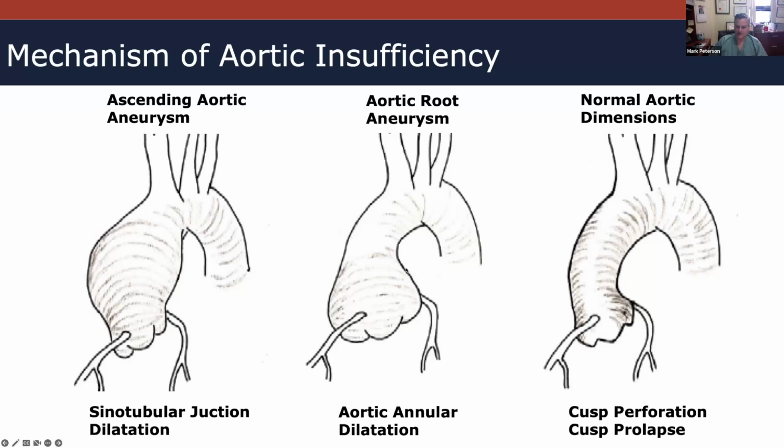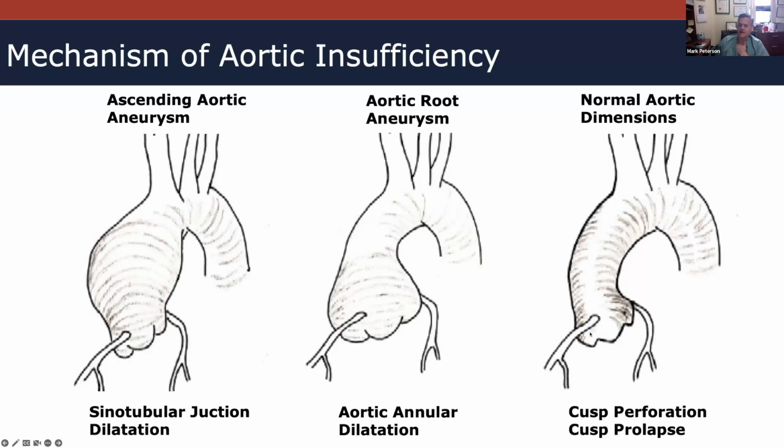Similarly, if the root aneurysm extends into the ascending aorta and there's dilatation of the sinotubular junction, which is the anatomical point where the ascending aorta meets the top of the commissures, that'll also cause AI. But if you have a patient with a normal sinotubular junction and normal annulus, you can have infinitely dilated sinuses of Valsalva, provided you have normal cusps, and you will not have aortic insufficiency. And we see that in patients with congenital sinus of Valsalva aneurysms.